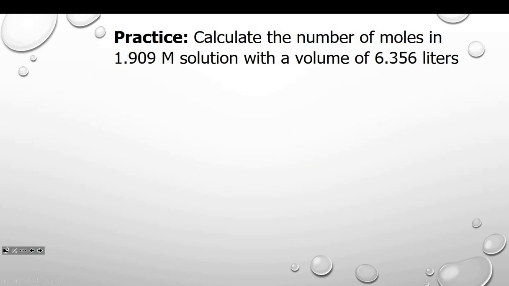So next one, calculate the number of moles. We're doing another mole one. See what you can do. I'm going to let you run it and see if you get it. Don't look up until you're done.